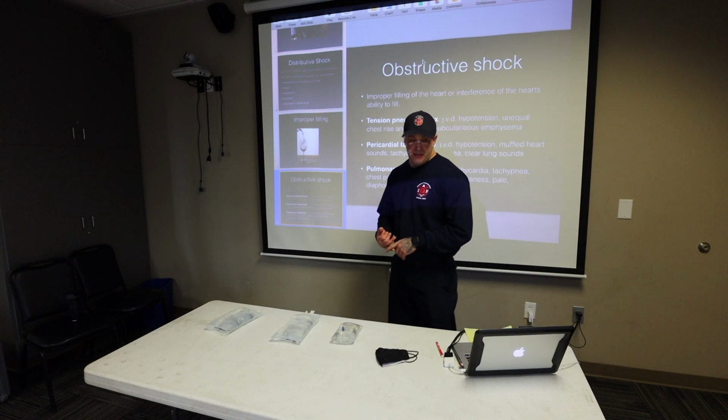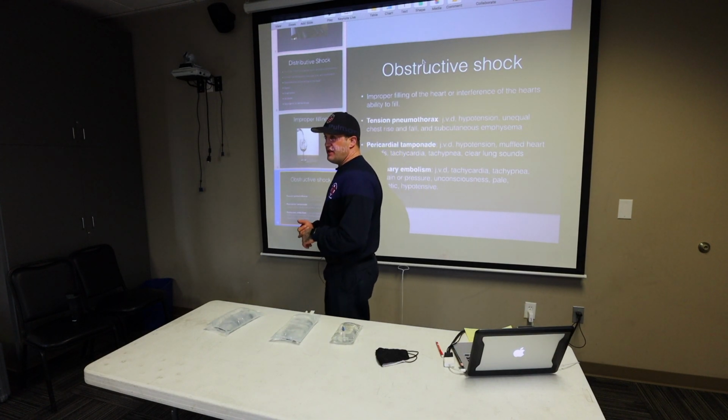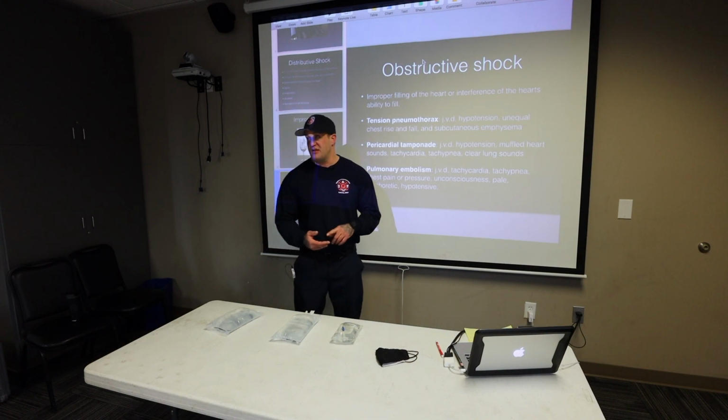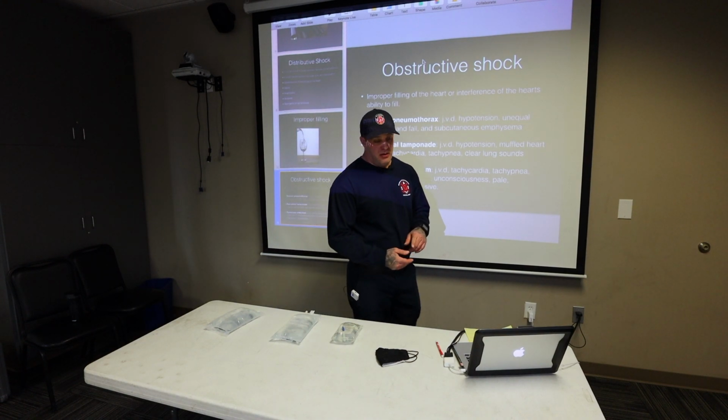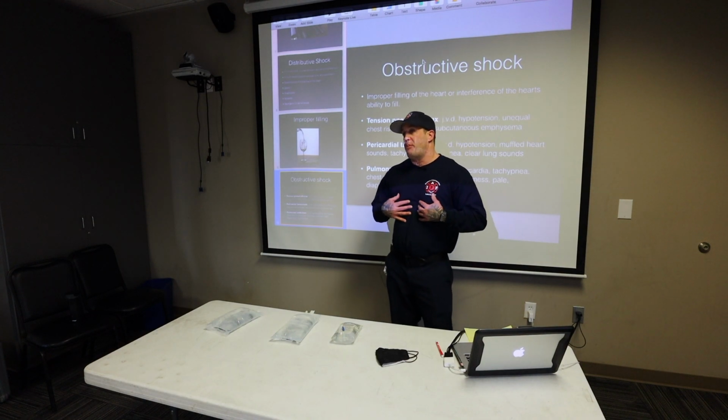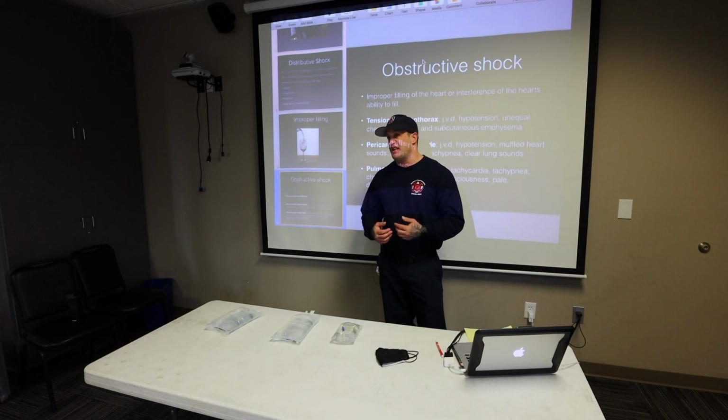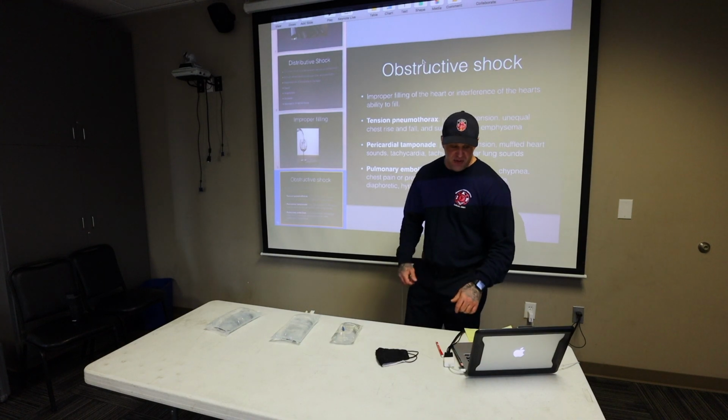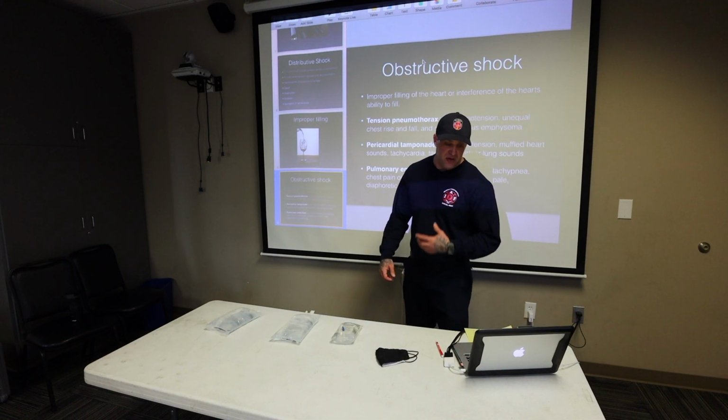A couple of symptoms of tension pneumothorax are JVD, hypotension, muffled heart sounds, and unequal chest rise and fall. Those are the big indicators. Or when you palpate during your trauma assessment, you're going to feel subcutaneous emphysema. That means there's air entering improperly through the chest or through the skin.